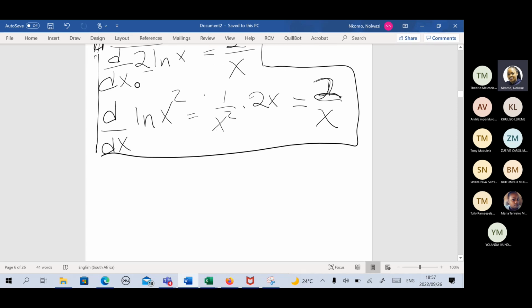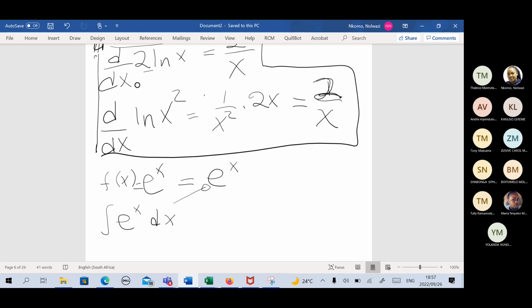Okay, then we have another rule for the natural exponential function. Remember, if you are differentiating e to the power x, you get e to the power x, right? Meaning, if we integrate e to the power x, again, you should go back to e to the power x. The integral here would be e to the power x plus a constant of integration. Please don't forget to add the constant of integration at the end. Yeah?